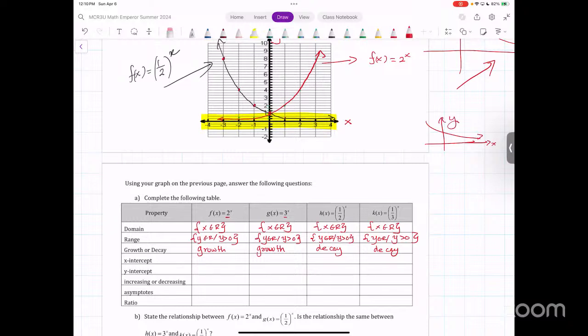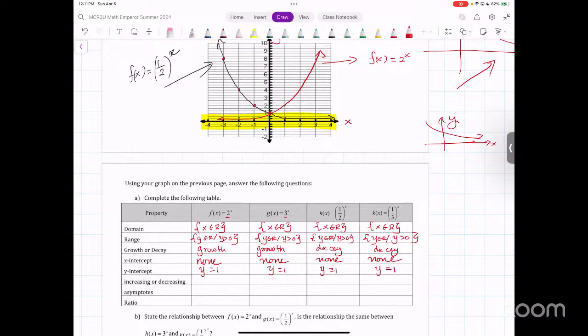X-intercept. Where do you see the graph is crossing the x-axis? Where do you think my graphs that I drew, the red and the black, are crossing the x-axis? That's right, none. There's no x-intercept. And where do you think they're crossing the y-axis? 1. So we're going to say y is equal to 1.